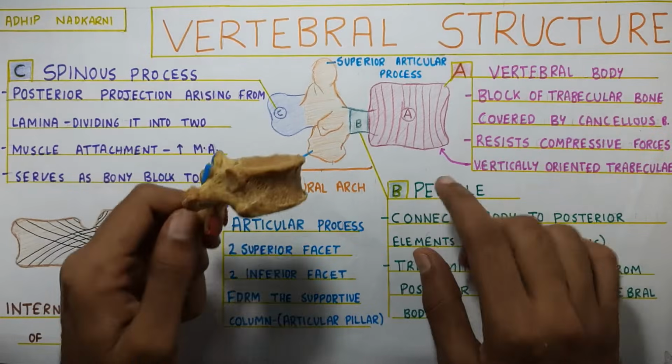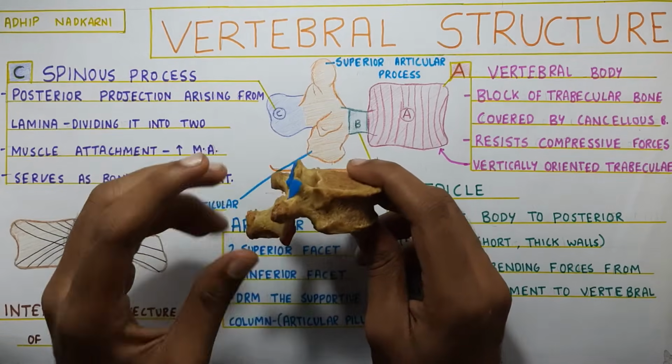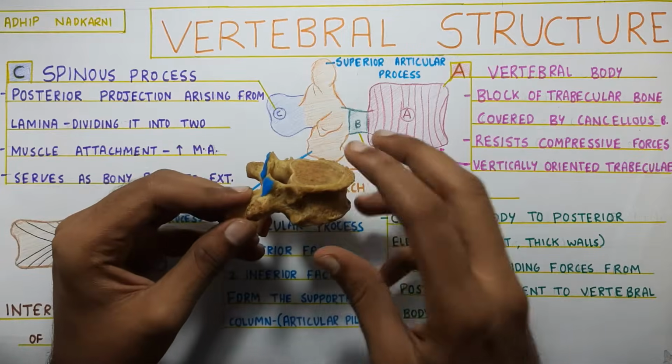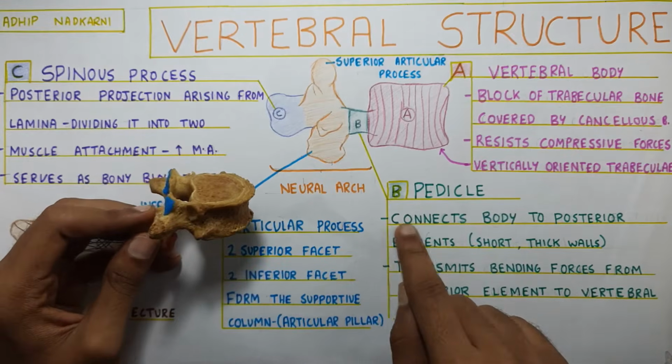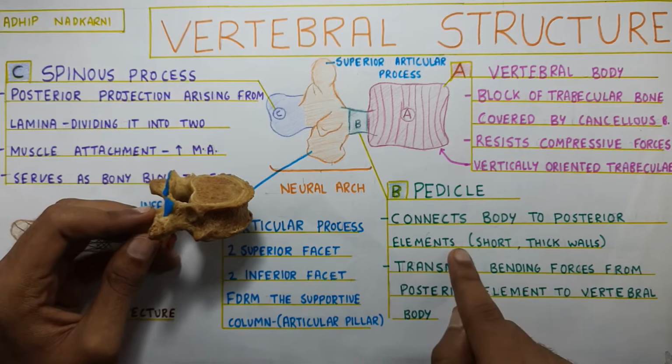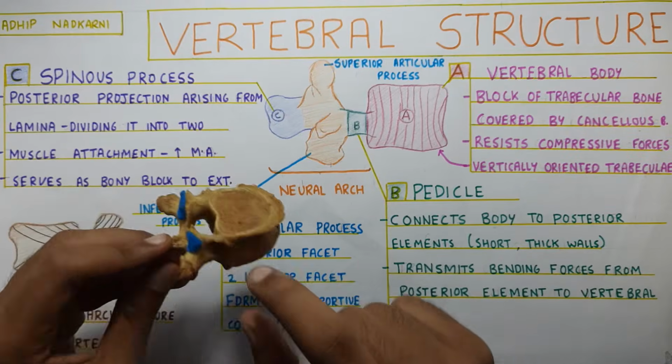Next is the pedicle. This pedicle basically joins your posterior elements to your body. So if you see, it connects the body to the posterior elements. It is very short and it has a thick wall.